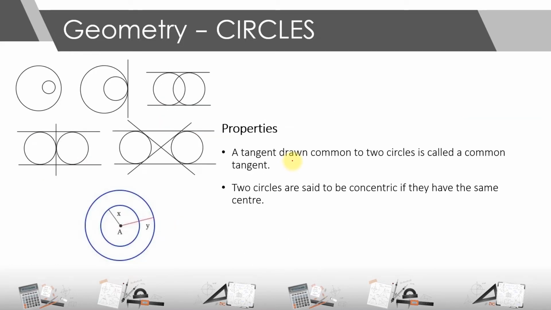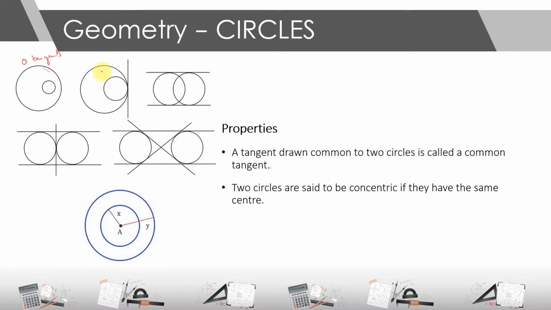Now here are some situations when we have two circles, how many tangents we can draw. So in the first image, where we have one circle inside another circle, can you draw a tangent which is common to both? So there is no such position where you can draw a tangent which is common to both. So 0 tangents can be drawn which is common to both.